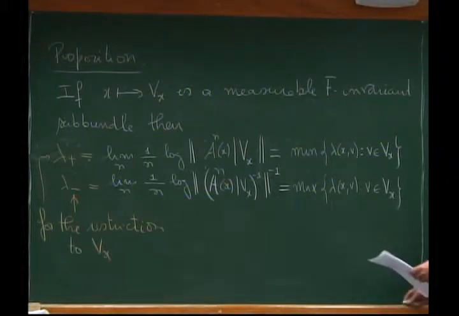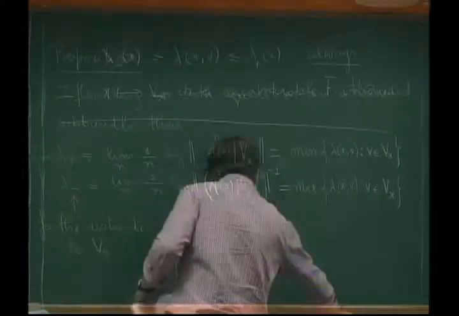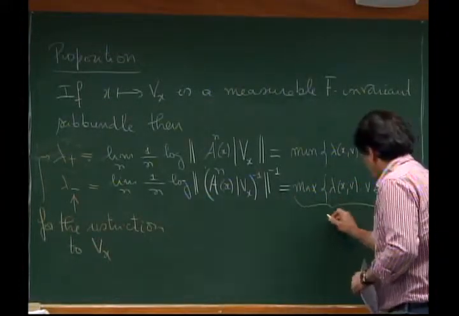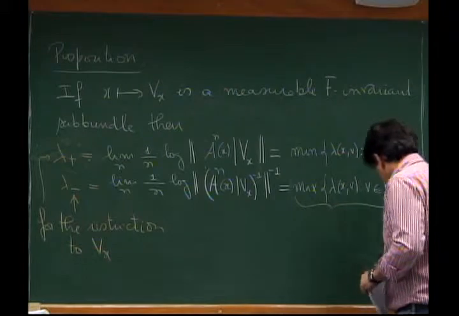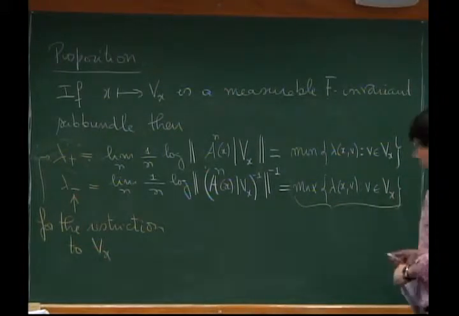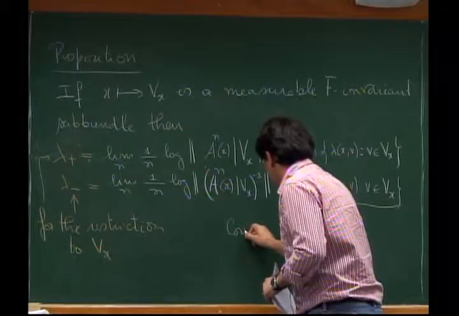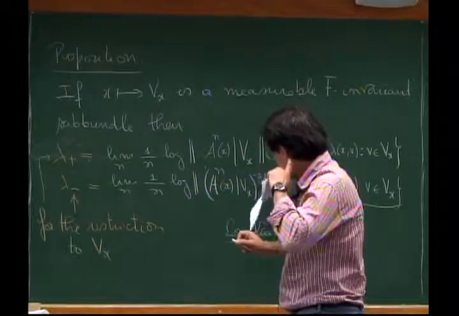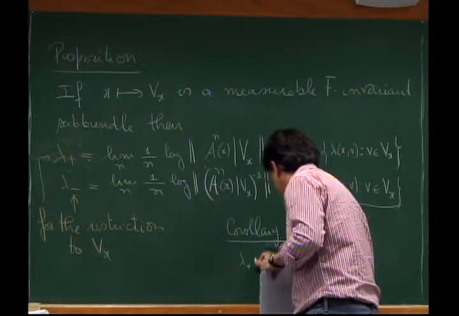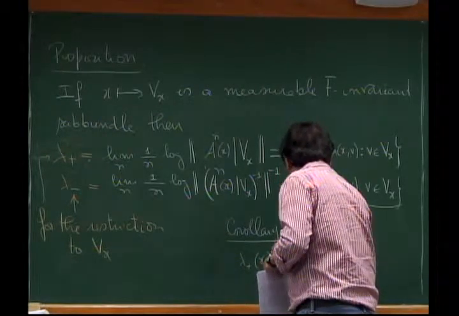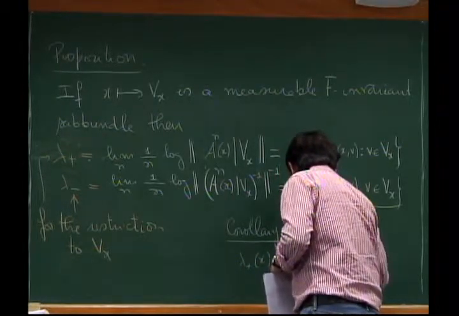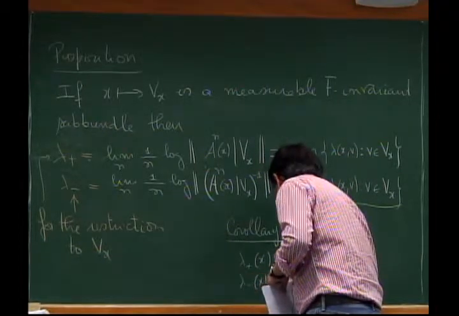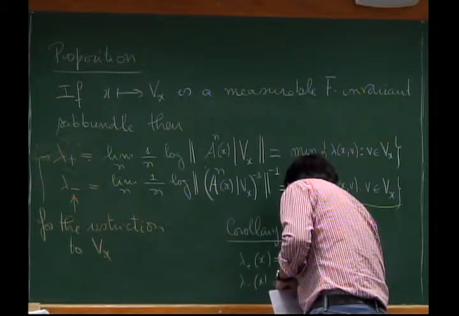Of course, by our notation, this is what we call lambda 1. Well, as a corollary of this proposition, we get that lambda plus of x is lambda 1 of x, and lambda minus of x is lambda k of x.